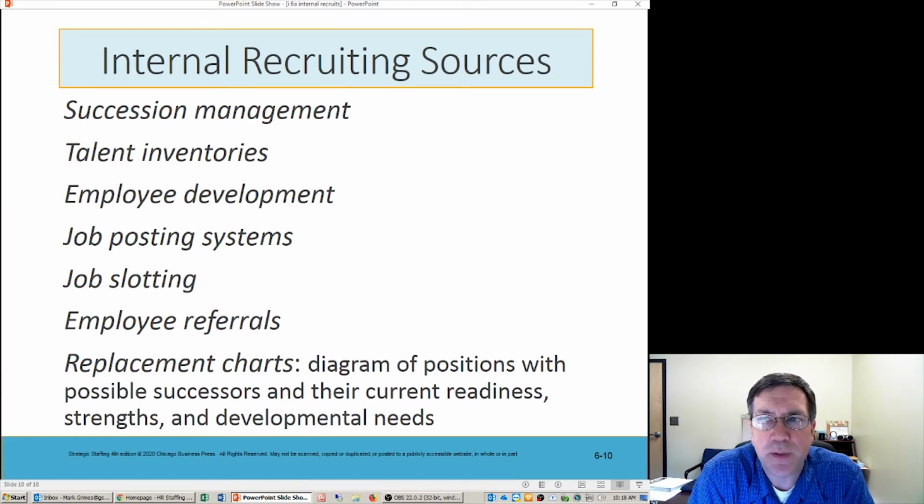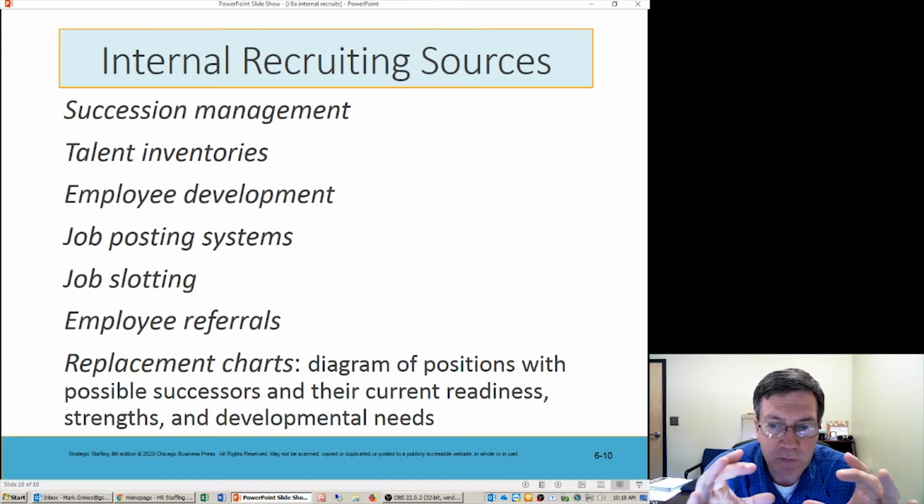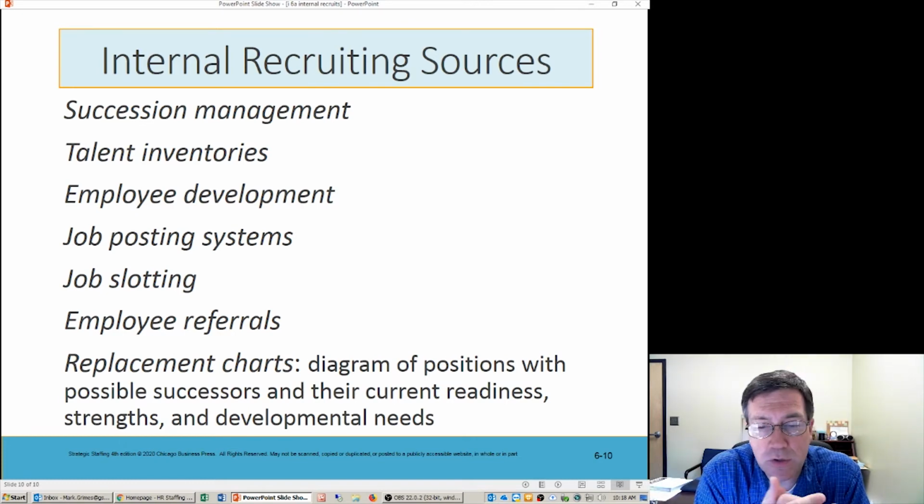But the difference with the replacement chart is that maybe we've got, in the School of Business, soon to be the College of Business and Computing, the Dean's box with Dr. Wilson's name in it. And she's not going anywhere anytime real soon, but eventually she will. Eventually she'll retire. And so maybe we're thinking in terms of succession management about who might fill that role.